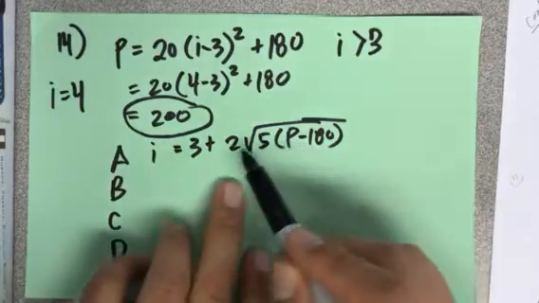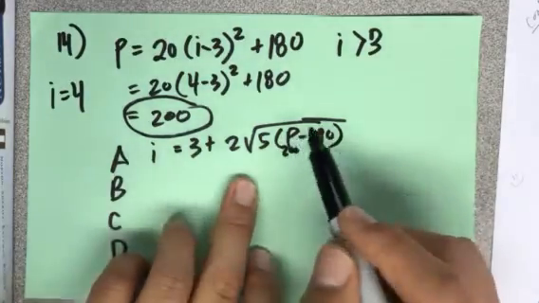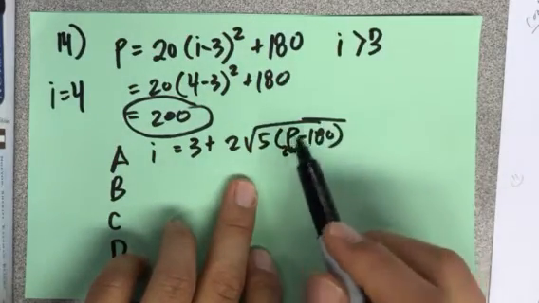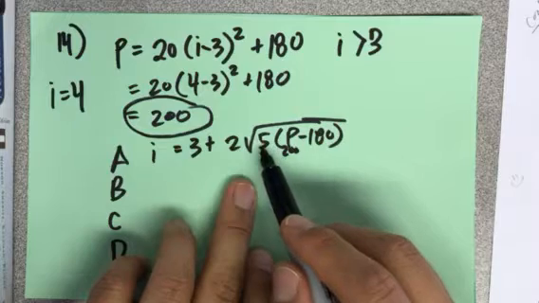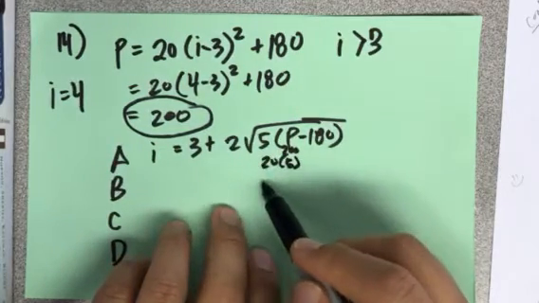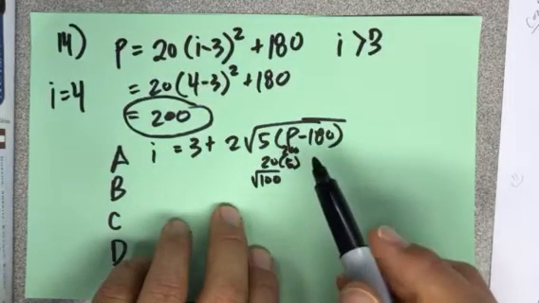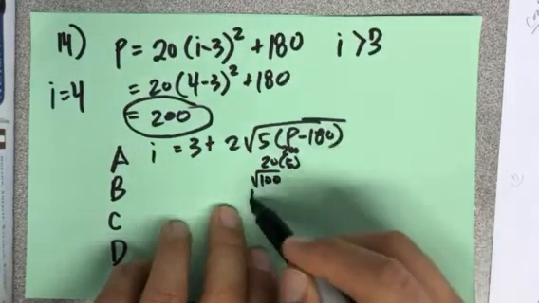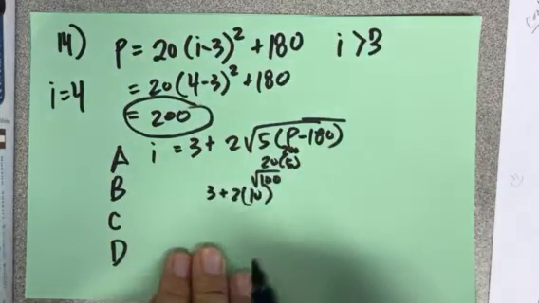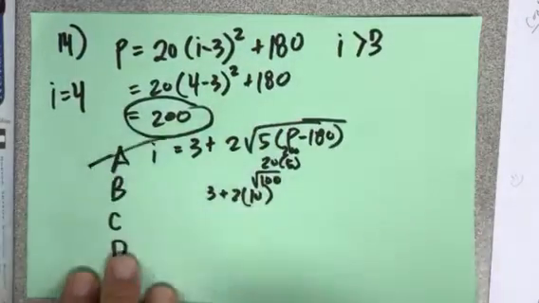But if you take 200 and plug it in, 200 minus 180 is 20. 20 times 5 is 100. Okay, and then the square root of 100 is what? 10. Times 2 is 20 plus 3. That's way too big. Okay, I need to get 4. 4 does not equal this. So that's why you know A is not the answer.